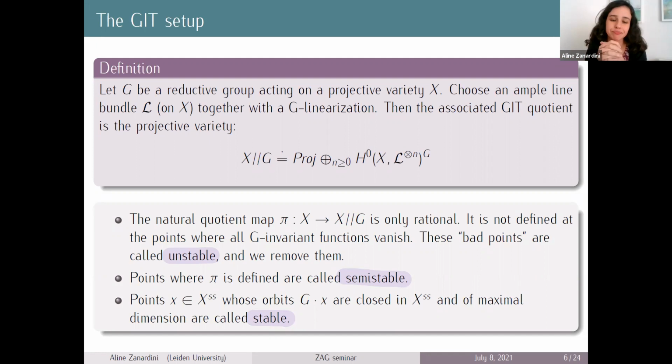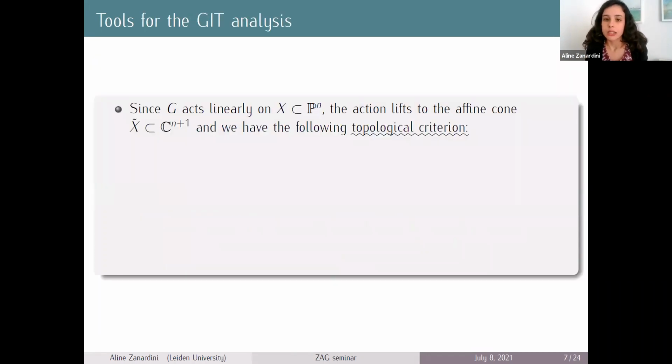And among the semi-stable points, we have some special points called stable, which are those for which the orbits are closed and of maximal dimension. Okay, but how do we find these stable and semi-stable points? So we have criteria for that.